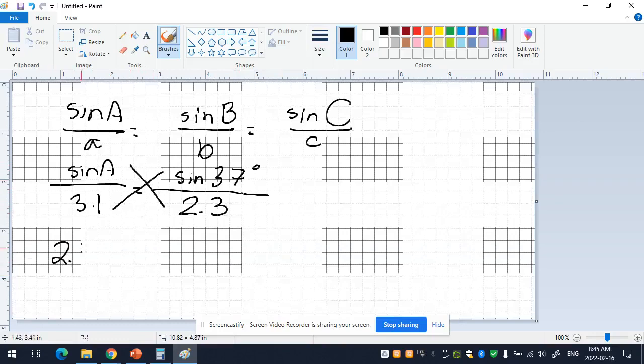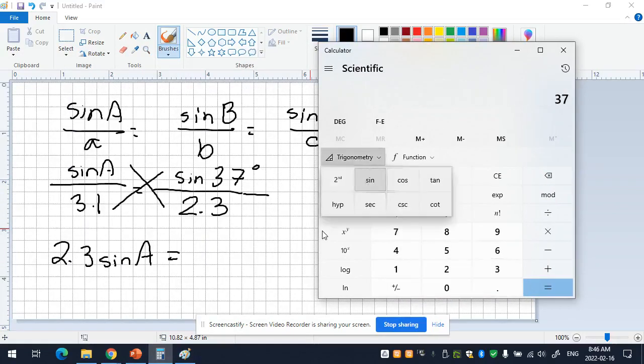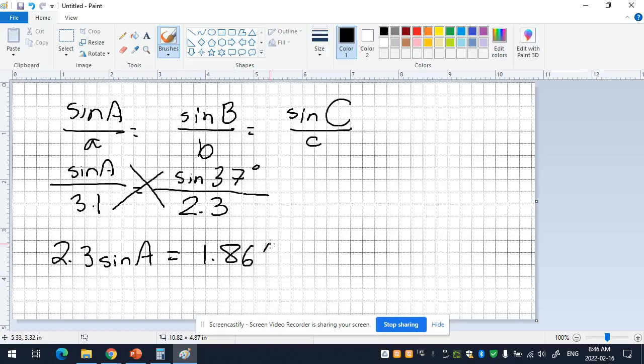Okay. Crisscross. So 2.3 sine A equals, I'm not sure what that is, but there we go. Let's do 37 sine now times 3.1. 1.866. Is this number smaller than this number? Yes, perfect. Which means when I divide, I'm going to get a decimal fraction, which is perfect because that could be sine inverted. Otherwise, as we said yesterday, you can never get sine or cosine bigger than 1. So that means A equals sine inverse.